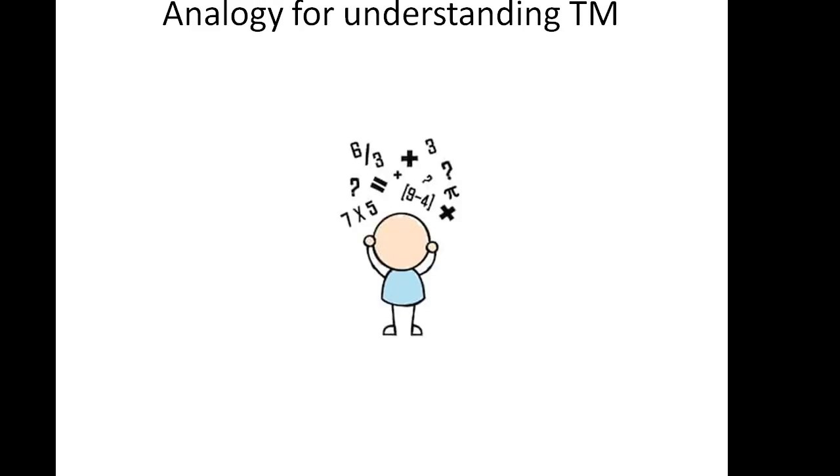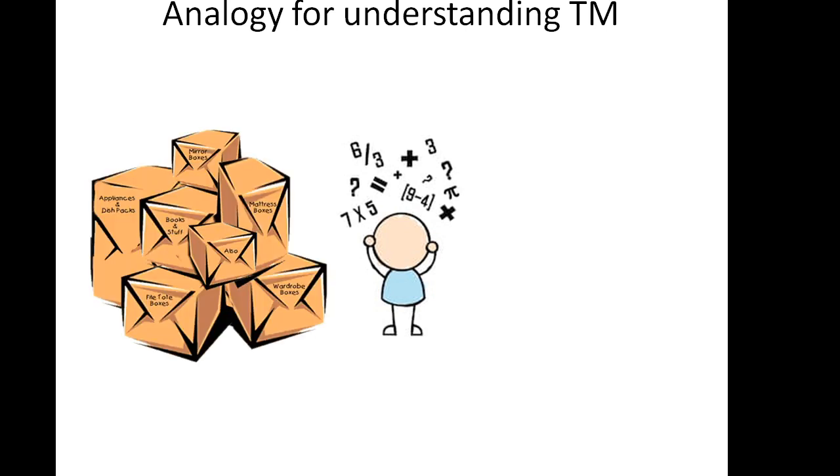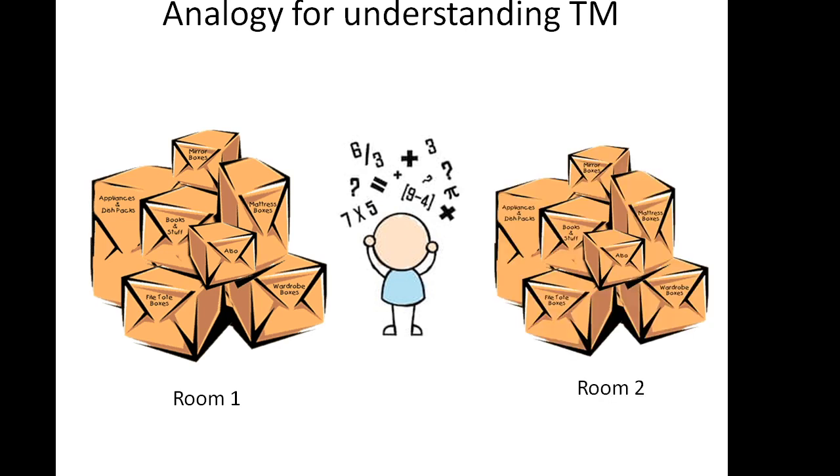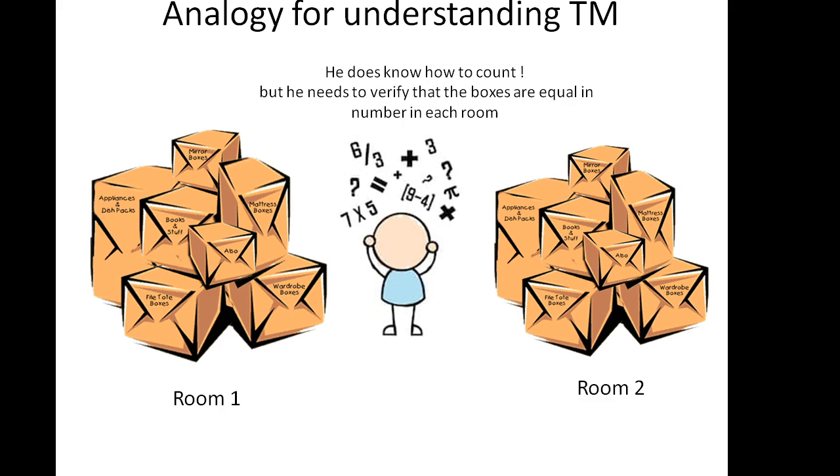So I'm going to explain the concept of the Turing machine via an analogy. Suppose there's one boy who doesn't know how to count. So he cannot count anything, but he has been given a job. There are two rooms, room 1 and room 2, full of boxes. In room 1 there are n boxes, and in room 2 there are also n boxes, but he doesn't know how to count. But he has to verify whether the number of boxes in this room is equal to the number of boxes in this room. How will he be able to do it?